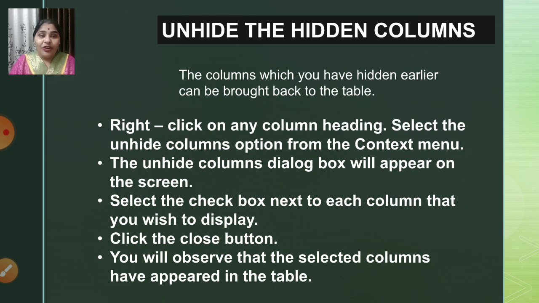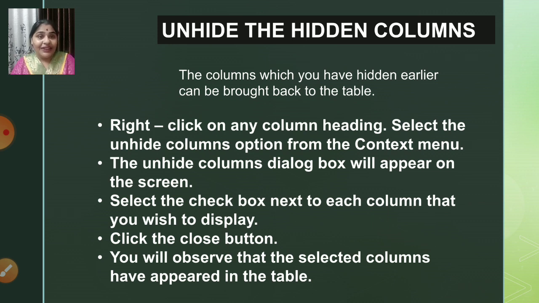Right click on any column heading children, okay? Because a few columns are already hidden and not seen, so you cannot click on those, right? So whichever are visible, out of those any one column heading, you have to right click, okay? Then select the unhide columns option from the context menu. The unhide columns dialog box will appear on the screen.